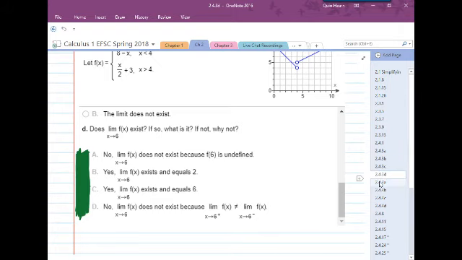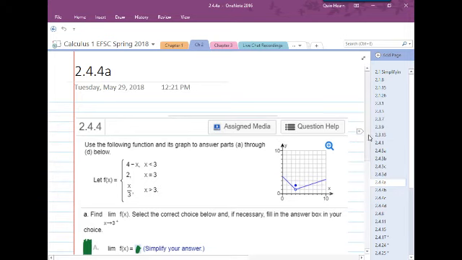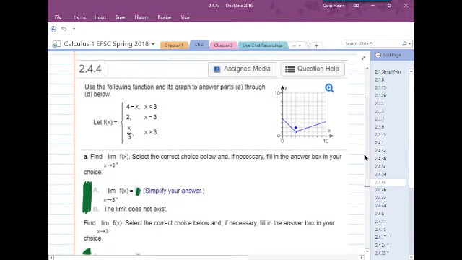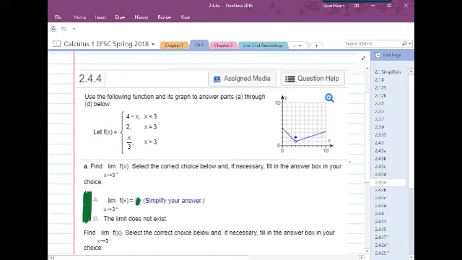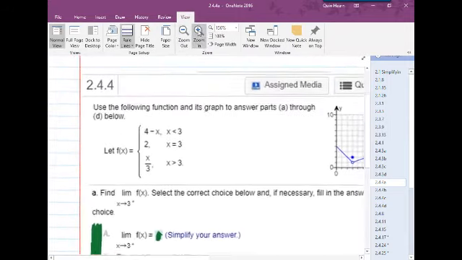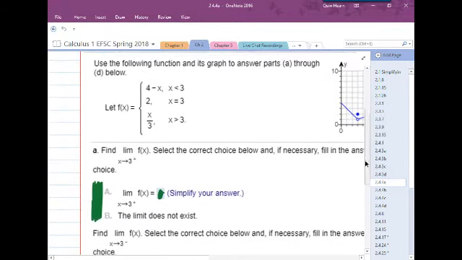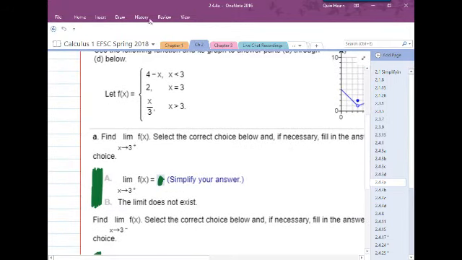And next we're going to look at 2.4.4, a similar problem. It says use the following function and its graph to answer parts A through D below. Part A asks what's the limit as x approaches 3 from the right. Let me zoom in a little bit, make sure you can read that. It looks kind of small. So this is the limit as x approaches 3 from the right that we're being asked about.